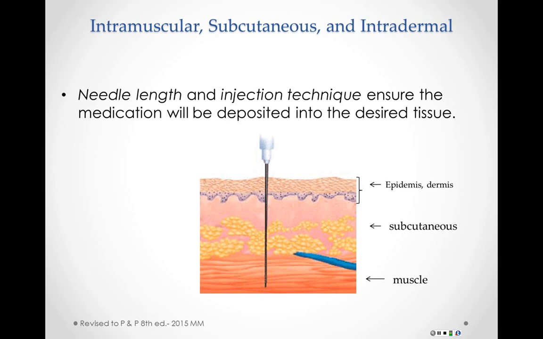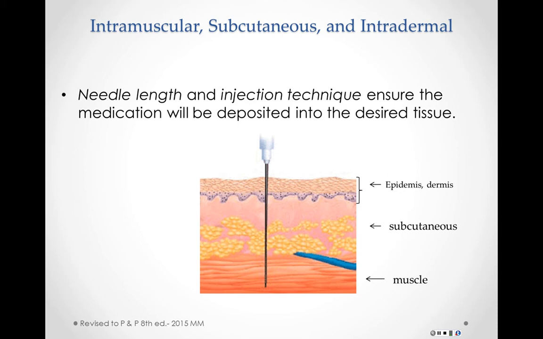The dermis is the second layer of skin under the epidermis. The subcutaneous tissue is the loose connective tissue beneath the dermis. This layer houses the adipose tissue. Therefore, the thickness of the subcutaneous layer varies considerably from one person to the next. The muscle is the deepest layer of tissue. Muscle tissue is more vascular than subcutaneous tissue. Therefore, an IM injection is absorbed more quickly than a subcutaneous injection.